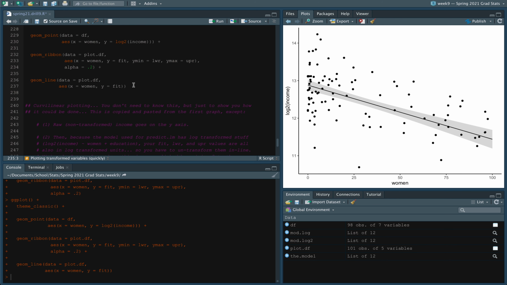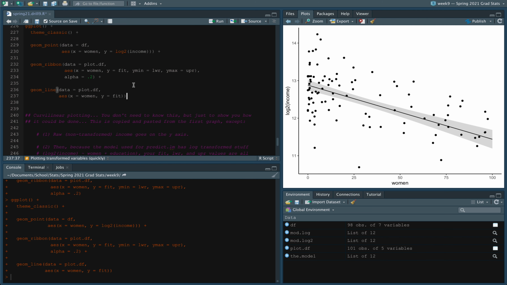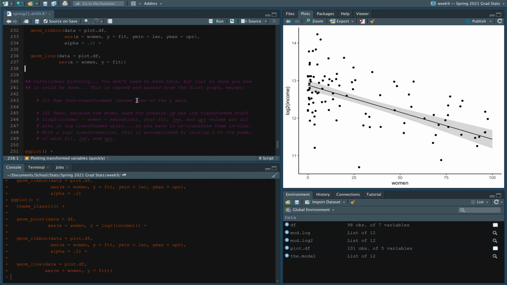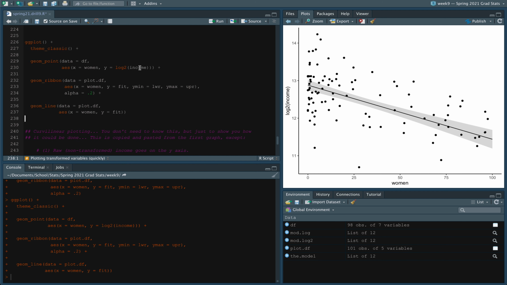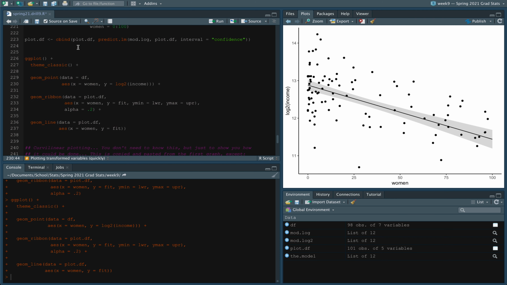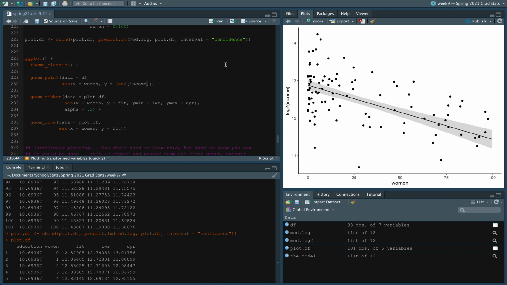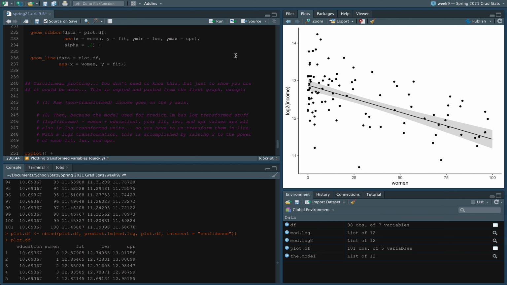The very last thing that I'll show you, which you really don't need to know, but it could come in handy for you one day, is how to do the curvilinear plotting. If I take this exact same plot, but I'm going to put the raw income on the y-axis, so instead of using log2 income, I just use income on the y-axis, the raw income. But because the model for predict LM has log transform stuff, fit, lower, and upper, all the plot df values, are all transformed. And so what that means is that I have to untransform them somehow.